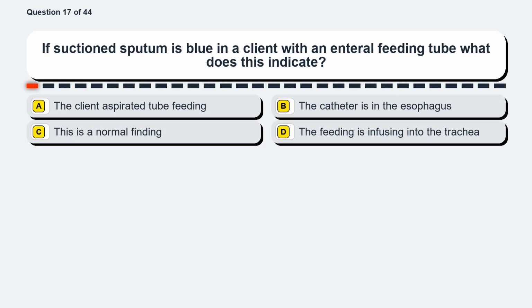Question 17. If suction sputum is blue in a client with an enteral feeding tube, what does this indicate? Option A, the client aspirated tube feeding. Option B, the catheter is in the esophagus. Option C, this is a normal finding. Option D, the feeding is infusing into the trachea.